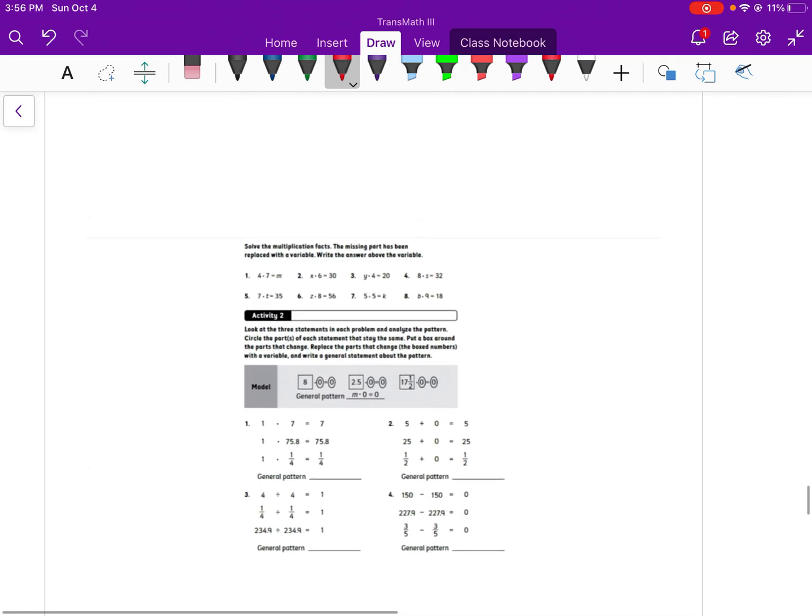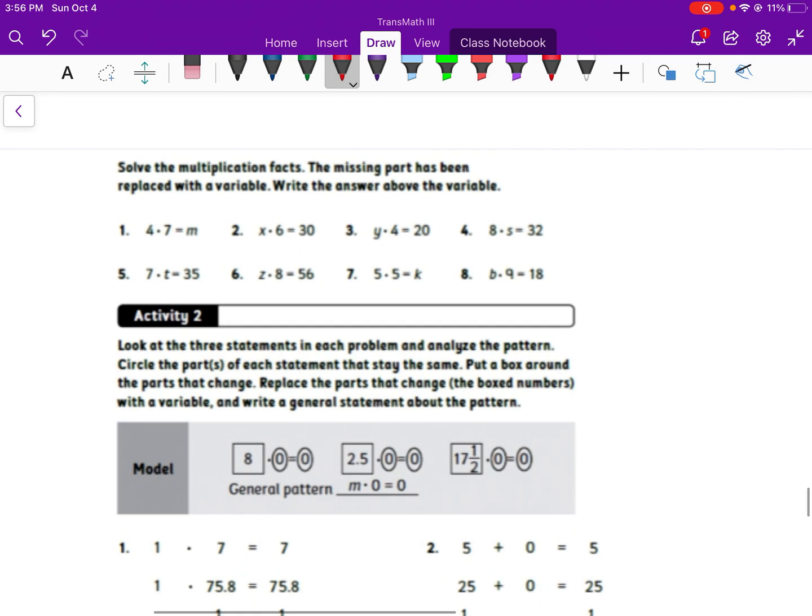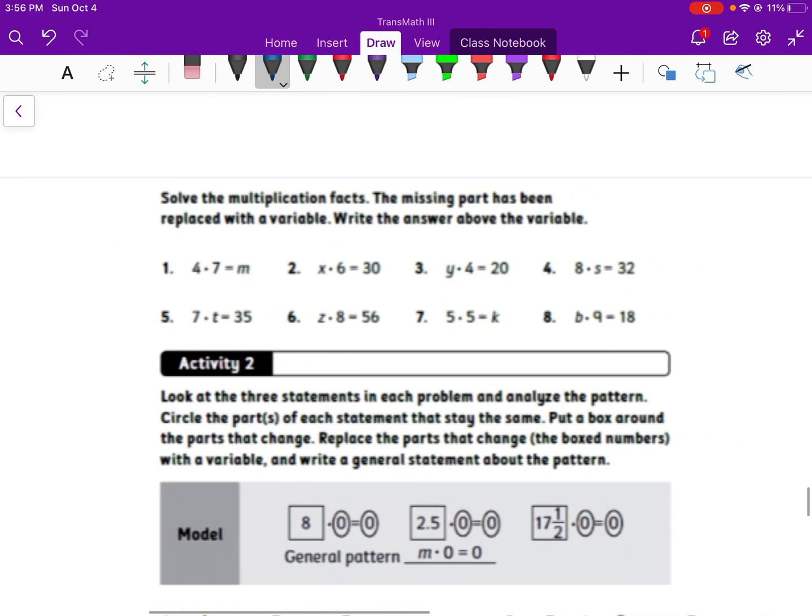Okay, coming back, solve the multiplication facts. The missing part has been replaced with a variable, so we're finding what that variable is equal to. Now, when we are doing this, like on number 1, 4 times 7 equals m. When we're writing the answer to these, we need to say m is equal to whatever that value is, which in this case is 28.